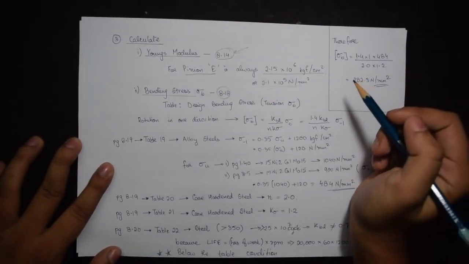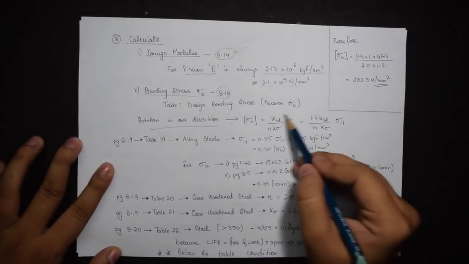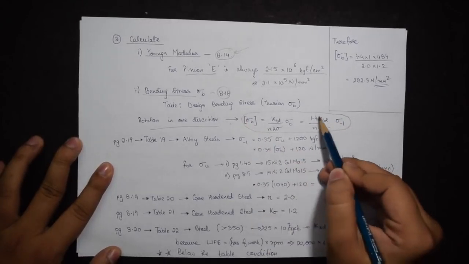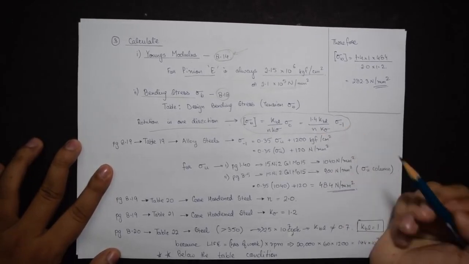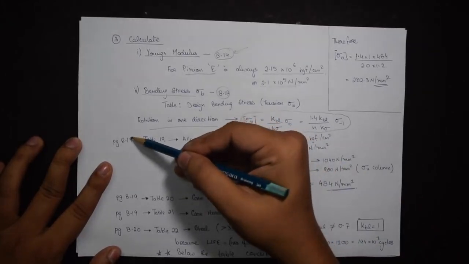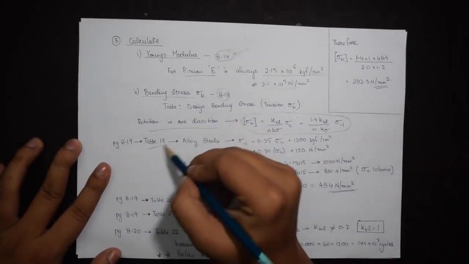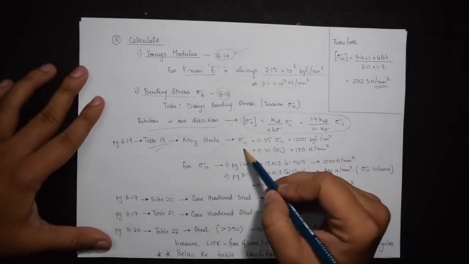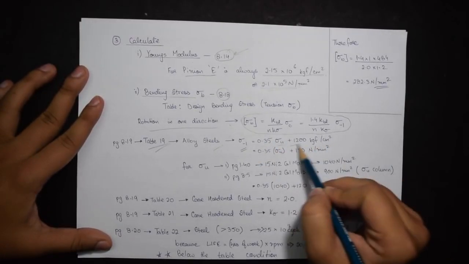Now we'll consider rotation in one direction. So the first formula over here, design bending stress is equal to 1.4 divided by n kbl upon k sigma into sigma minus 1. Most of the values in this equation can be found on the very next page. So we'll be going to table number 19. Under alloy steels, we see that sigma minus 1 is equal to 0.35 times sigma u plus 1200.